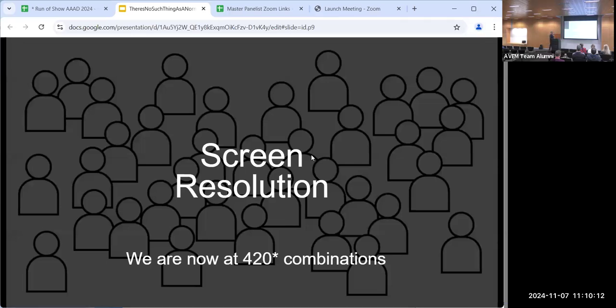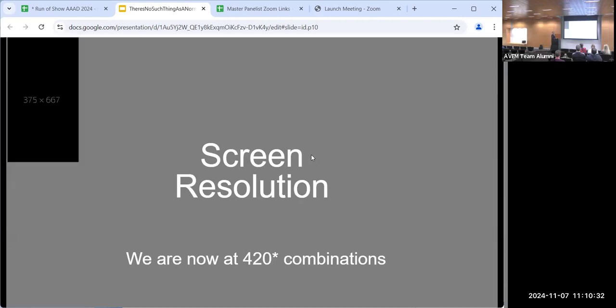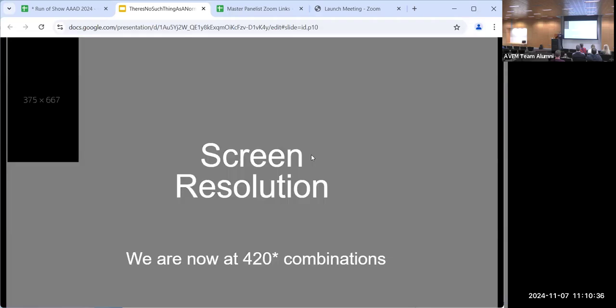So this is what we're talking about. These are all 12 of the screen resolutions that access my site. And so when we combine the operating systems, browsers, and screen resolutions, that means we now have 420 different combinations of normal.